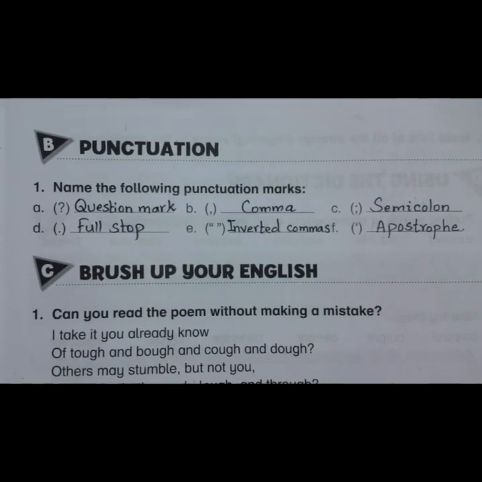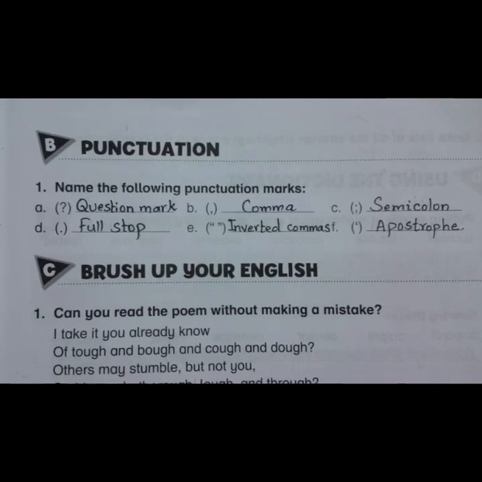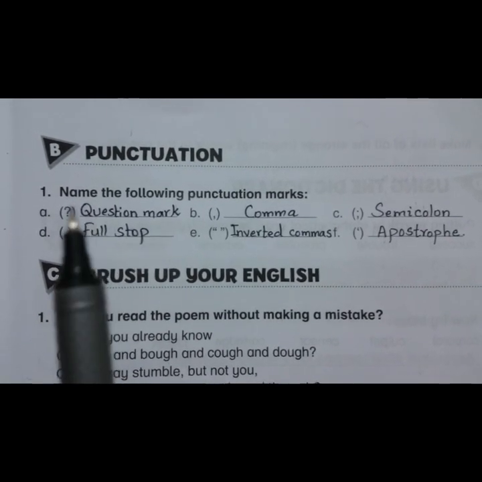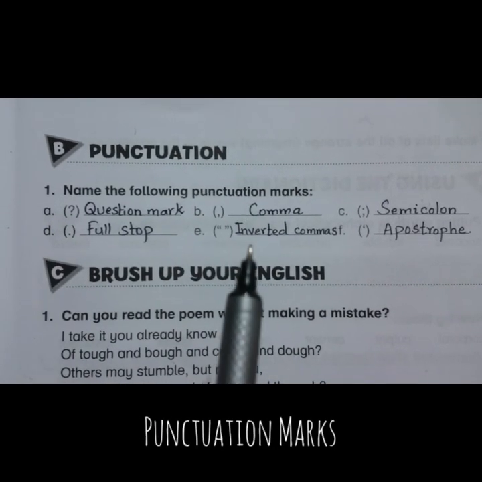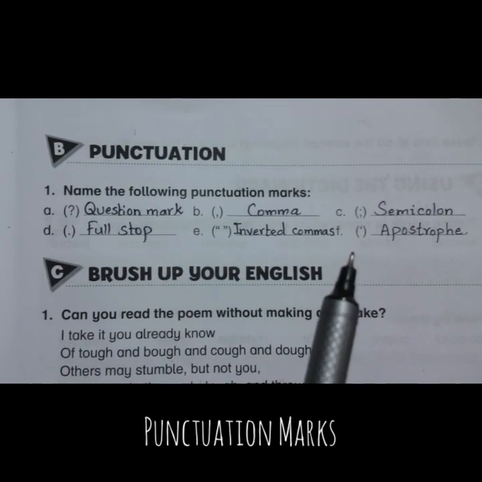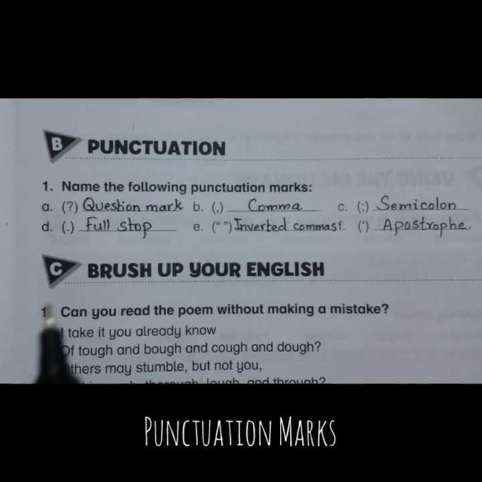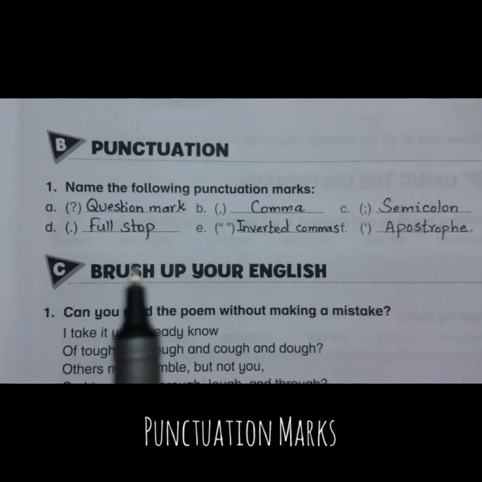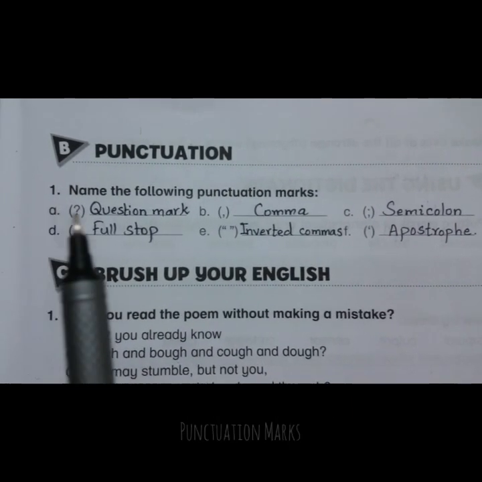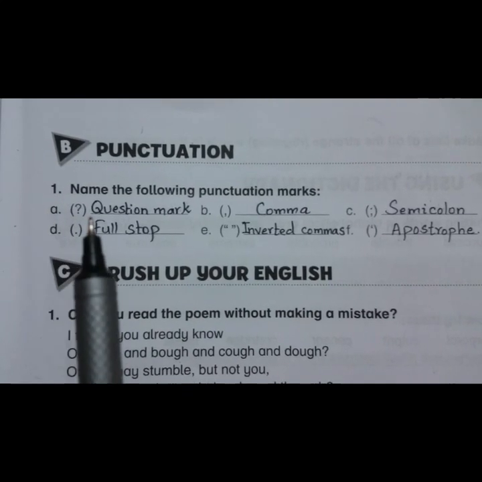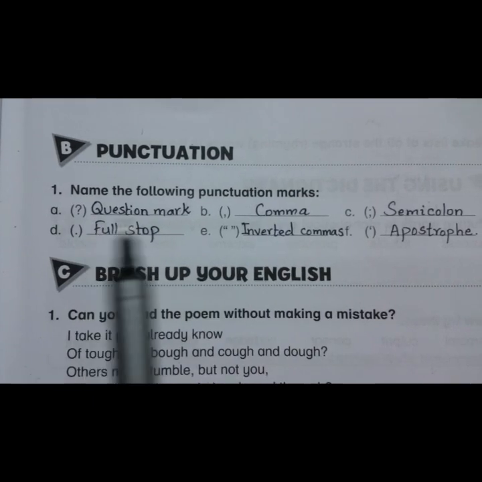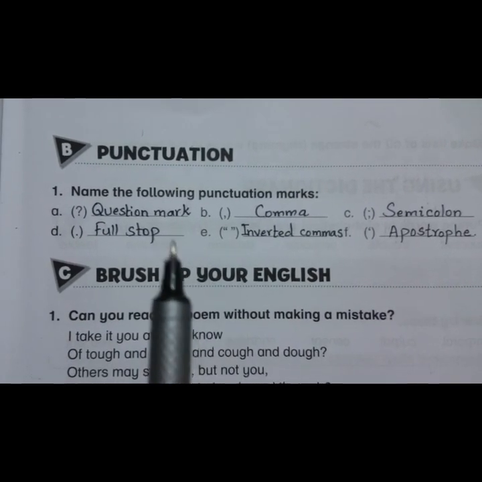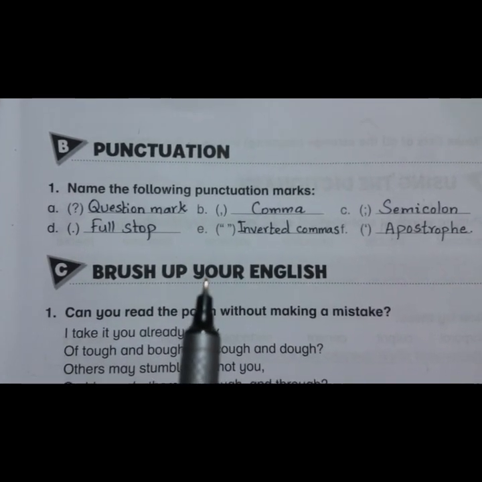Now we are on our part B, that is related to punctuation marks. Let's see what's the question. Name the following punctuation marks. Some of the marks are given over here. We will simply figure out what each of these marks represent. Like the first one, everybody knows that it's a question mark, and we use this question mark at the end of a question or when we are asking something.